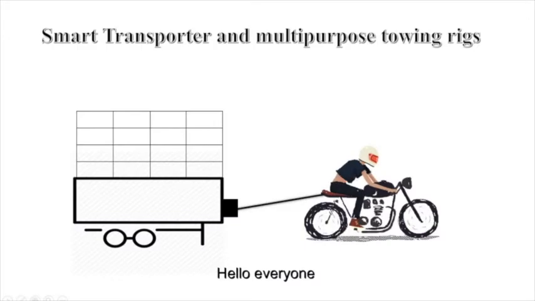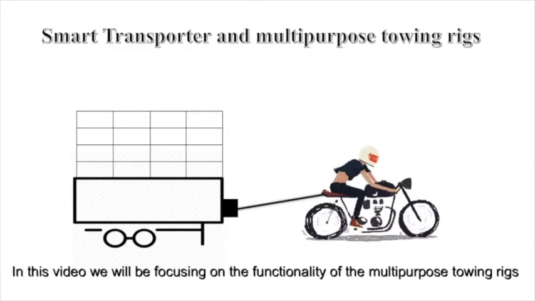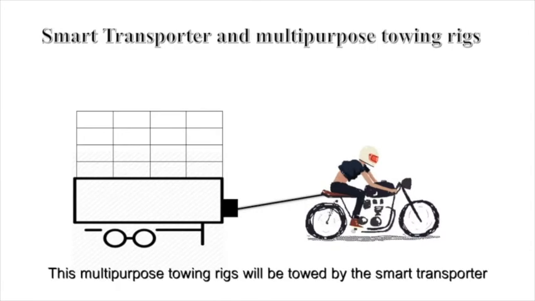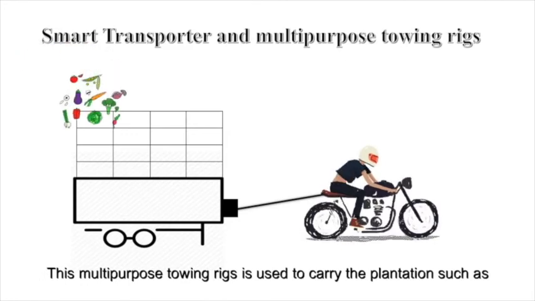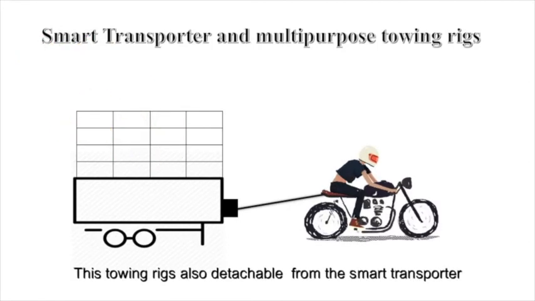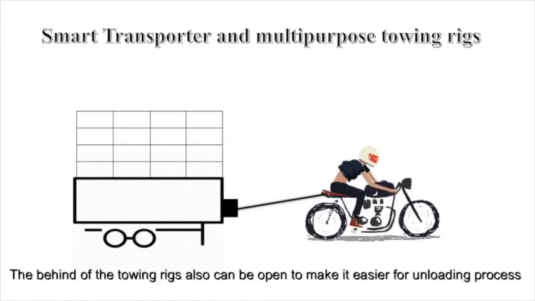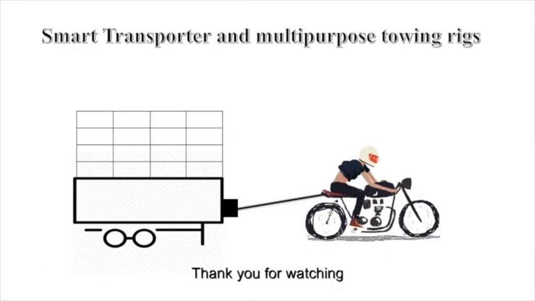Hello everyone. This video presents the smart transporter and the multi-purpose towing rigs. In this video, we will be focusing on the functionality of the multi-purpose towing rigs. These multi-purpose towing rigs will be towed by the smart transporter. They are used to carry plantation produce such as vegetables and fruits. These towing rigs are also detachable from the smart transporter. Once the towing rig is overloaded, it will produce a sound to alert the user about the overload condition. The back of the towing rig can also be opened to make the unloading process easier. That's all from us. Thank you for watching.